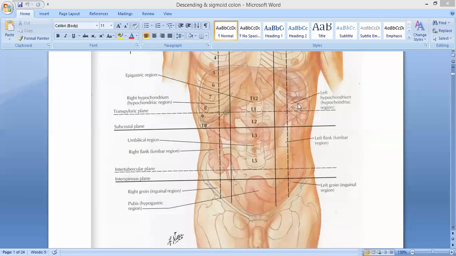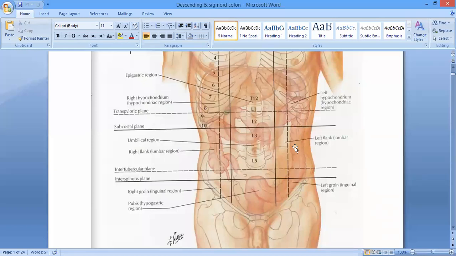What is its function? Its function is basically that it is going to store the remains of the digested food. The remains of the digested food are going to be stored until they can be expelled into the rectum, from the sigmoid colon up to the rectum. So it is going to work as a storehouse.